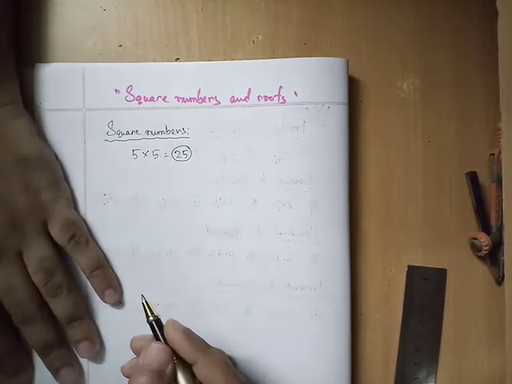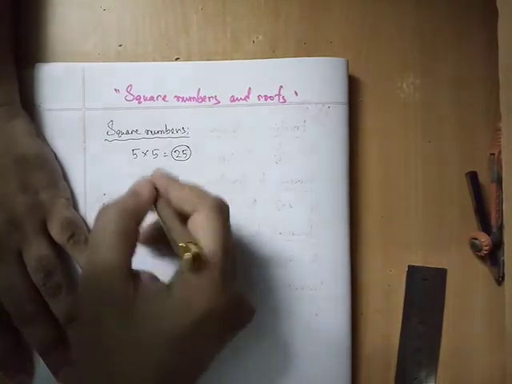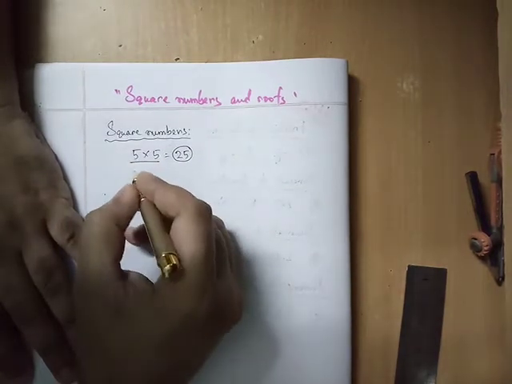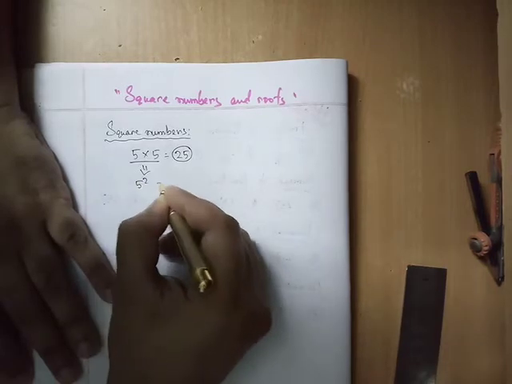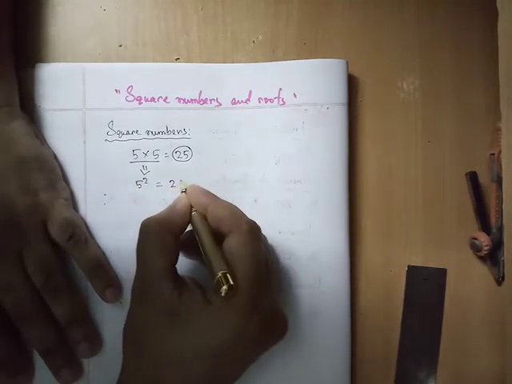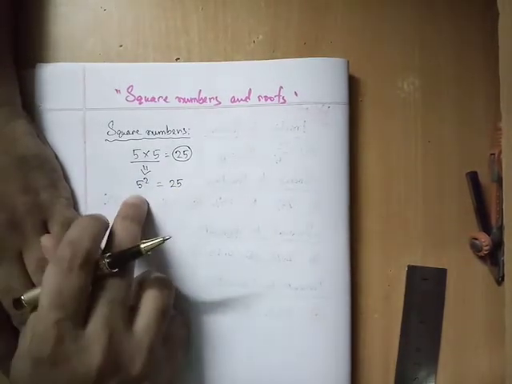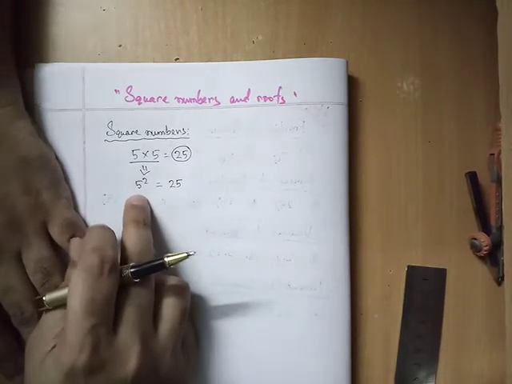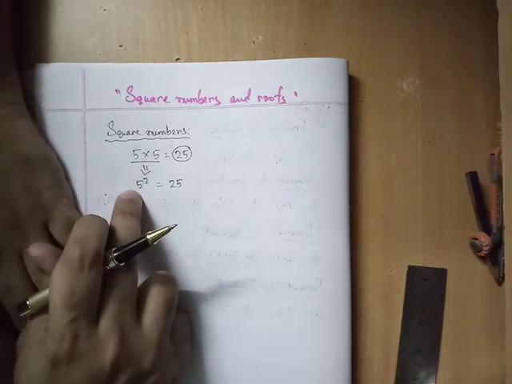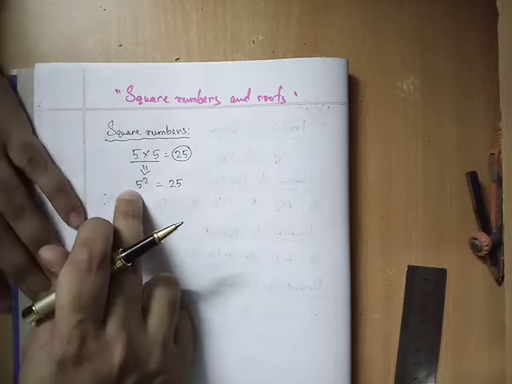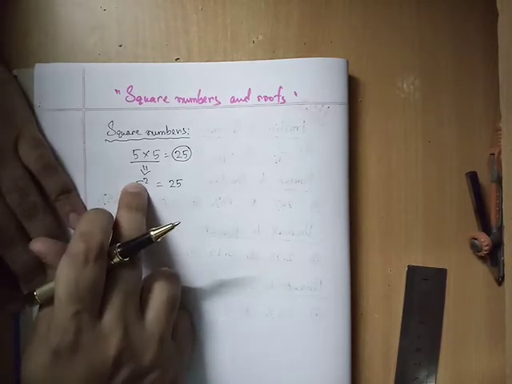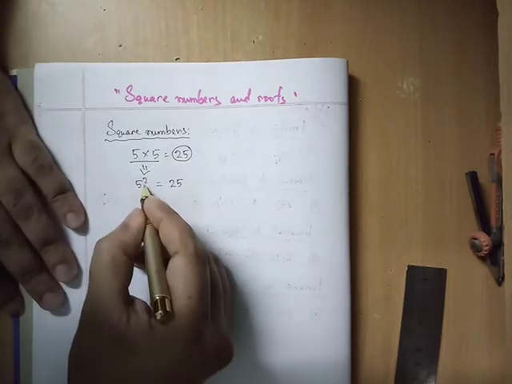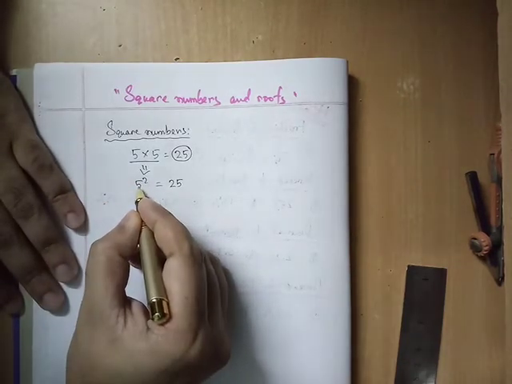Now another way of representing this is, instead of writing 5 into 5, we can write it as 5 square, which is again equal to 25, which is a squared number. So this comes in the indices chapter, which we are going to discuss later, but for now I'm just giving you a small intro to this 2 here, which is sitting on top of 5.